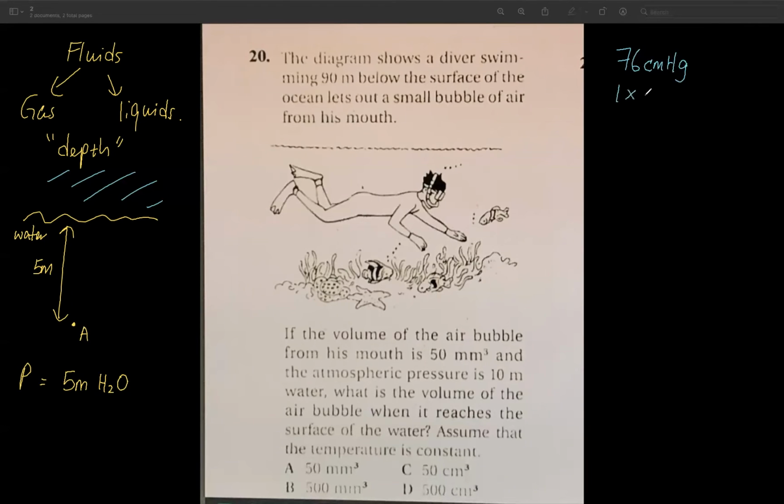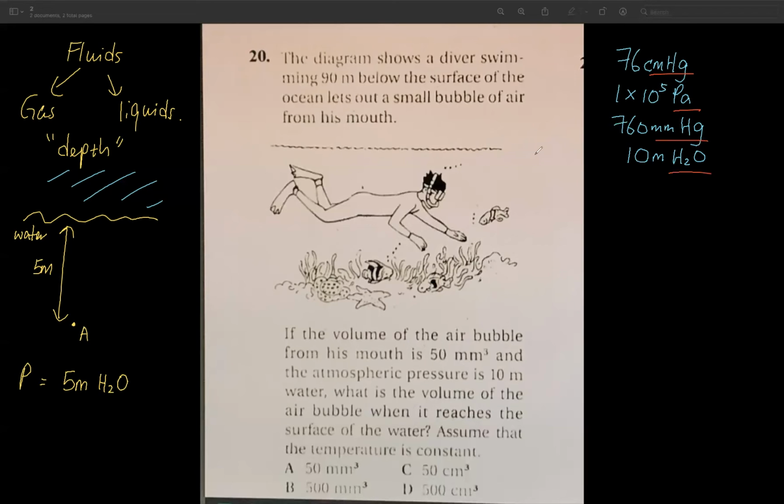And we have 1 × 10⁵ Pascal. We have 760 millimeter Hg. And we have 10 meter H2O. You can see we have many different units of pressure. cm Hg, Pascal. This is the one that we are familiar with, right? Pascal. And we have mmHg, H2O.